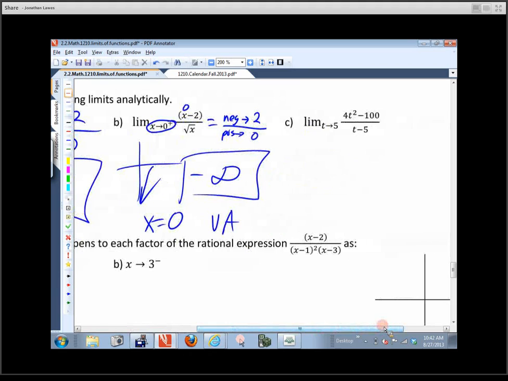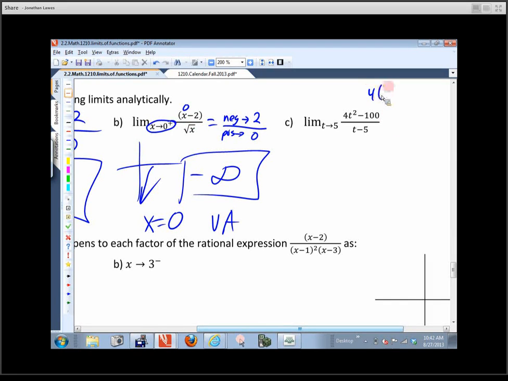Okay, let's look at this one. Any ideas here? Yeah, the closer it gets to 5, it's going to be 0 on the top. And what about the bottom? Also 0. So here's what we run into. This technique right here relies on the fact that we've got to have everything factored. So let's take a look at this one.